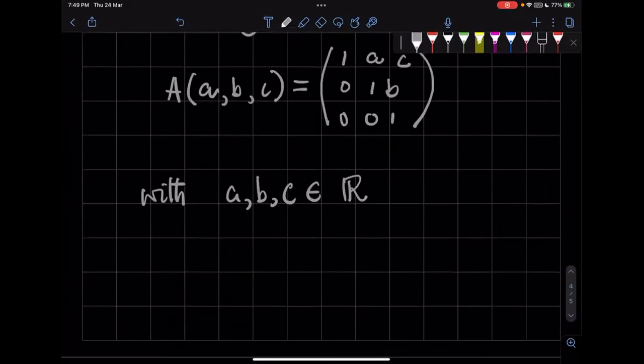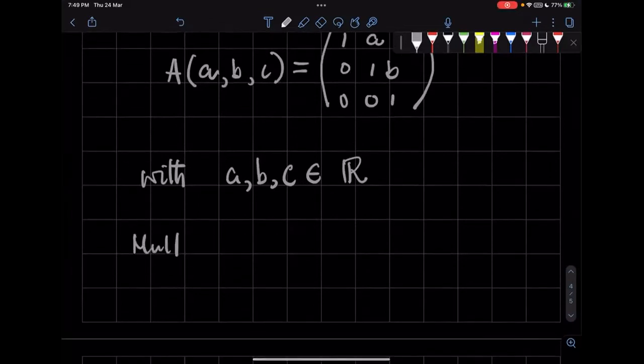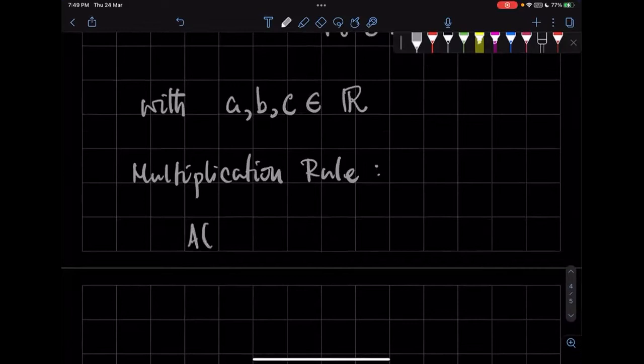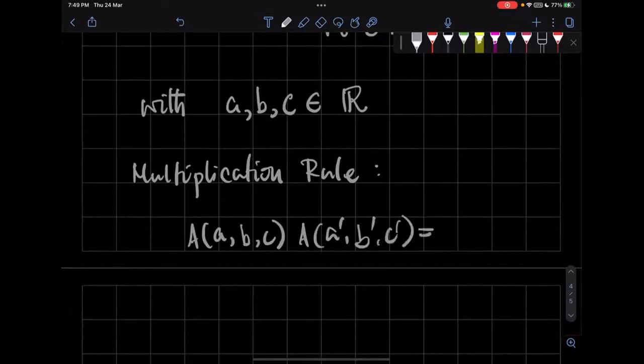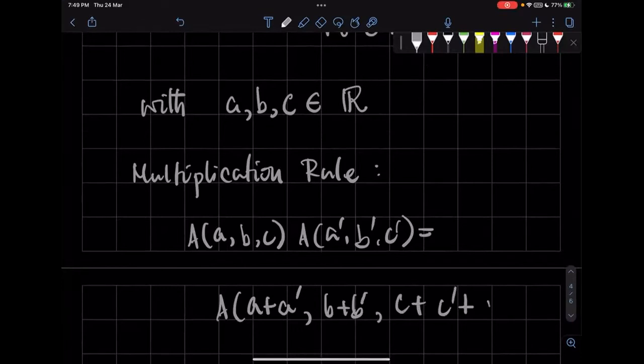Right. And the multiplication rule is just matrix multiplication. Using the matrix multiplication, you can figure out the multiplication rule for the Heisenberg group: (A, B, C) times (A', B', C') is (A plus A', B plus B', and C plus C' plus AB').